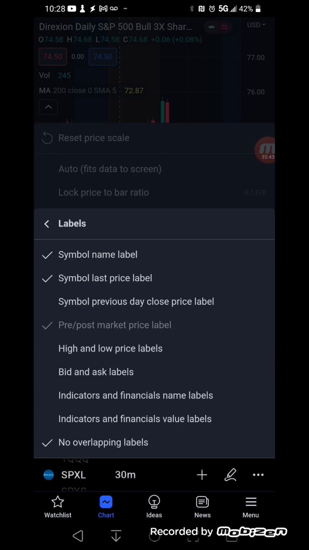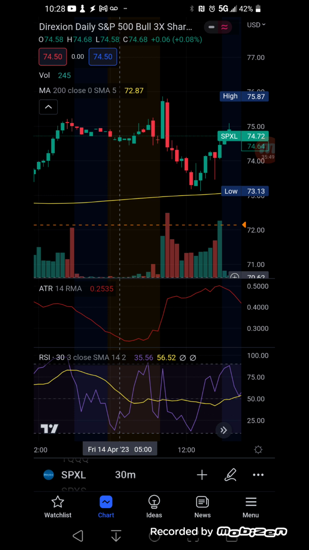Labels. High and low price labels, you can turn them on. And that shows you the low was 73 and the high was 75. I could buy $2,000 worth of the stock that is 73. You just divide and you get how many shares it is, whatever. Doesn't matter.